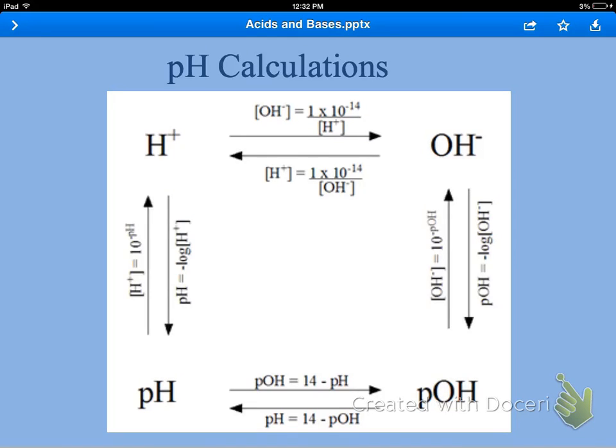This podcast is on pH calculations and how to do them with your calculator. The things that we're going to calculate are hydrogen ion, which is a proton, pH, pOH, and hydroxide ion, OH minus. And we are going to see all four of these numbers are totally connected together. So if we have any one, we can calculate the other ones.